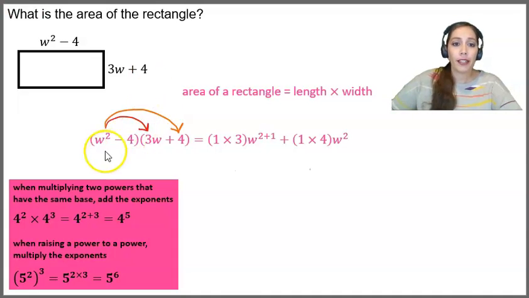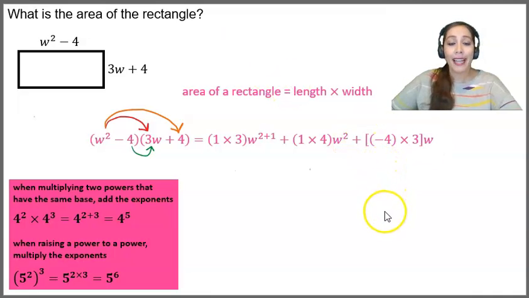So when we do inner, we're going to multiply the two that are close to each other, the inner ones together. So we have negative 4 times 3w. We're going to multiply those coefficients together, so that would be negative 4 times 3. And the first one doesn't have a w, but the second one does. So we just write w. Nothing else to add to that.